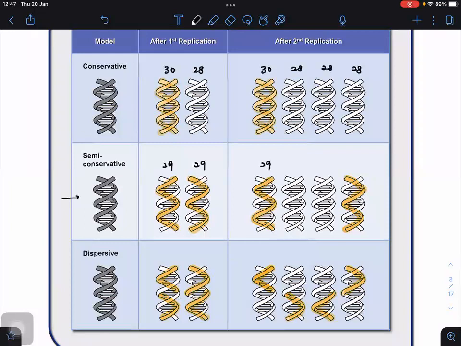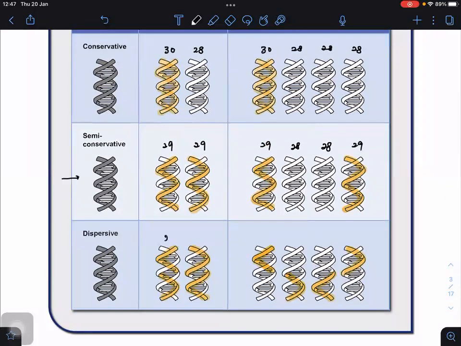This one is the hybrid, so 29, 29. This one, 28, 28, the newly synthesized one. This one is dispersive, 29, but after you mix it, it becomes 28.5. So when you spin the DNA, you will see the difference. Are you clear? When you spin the DNA, you will see the difference.